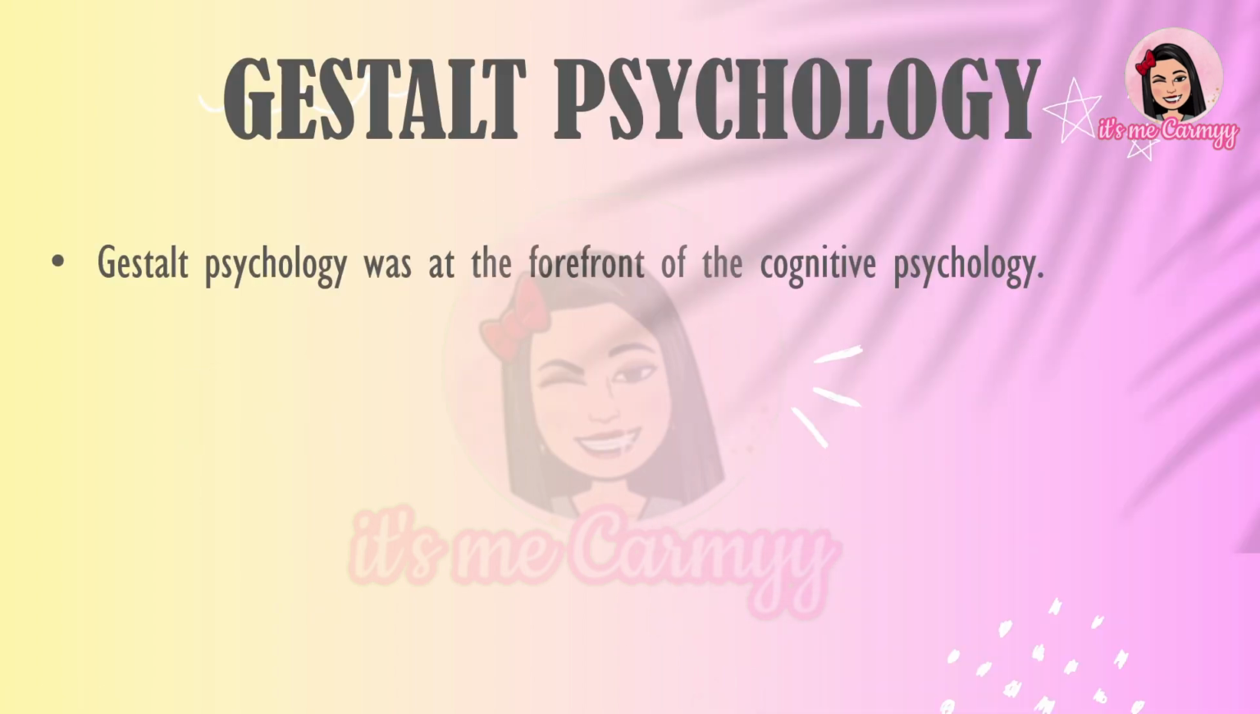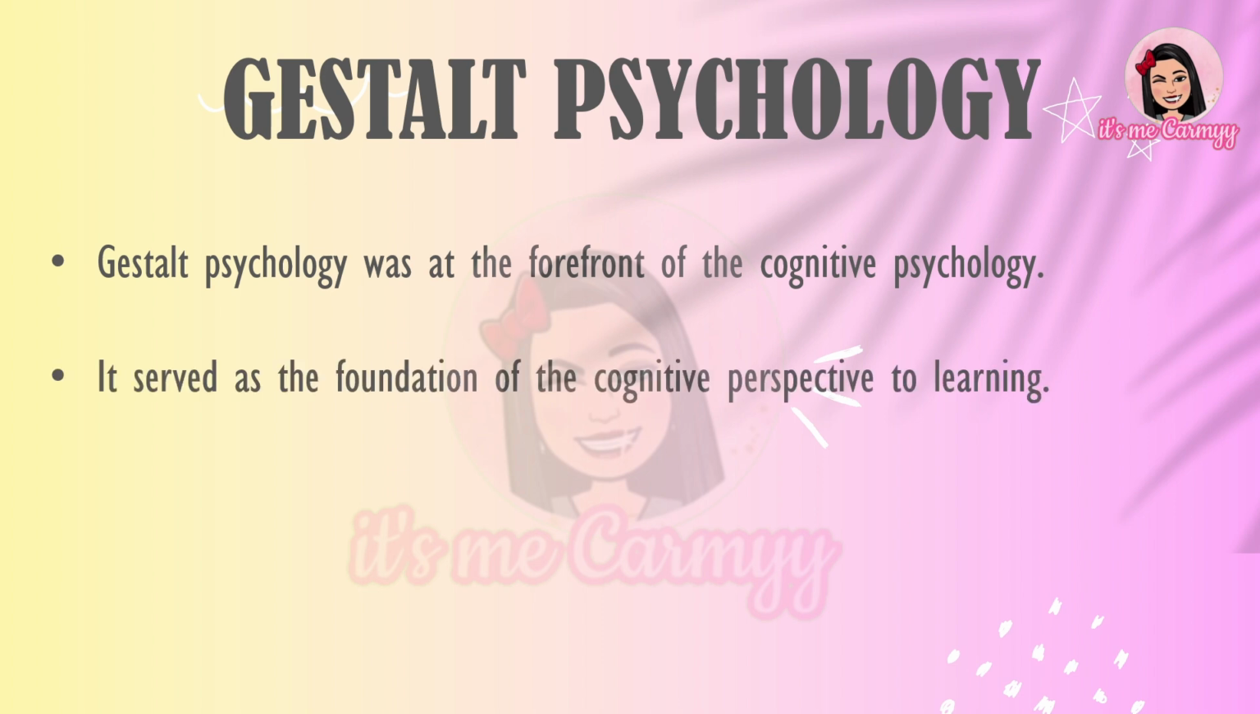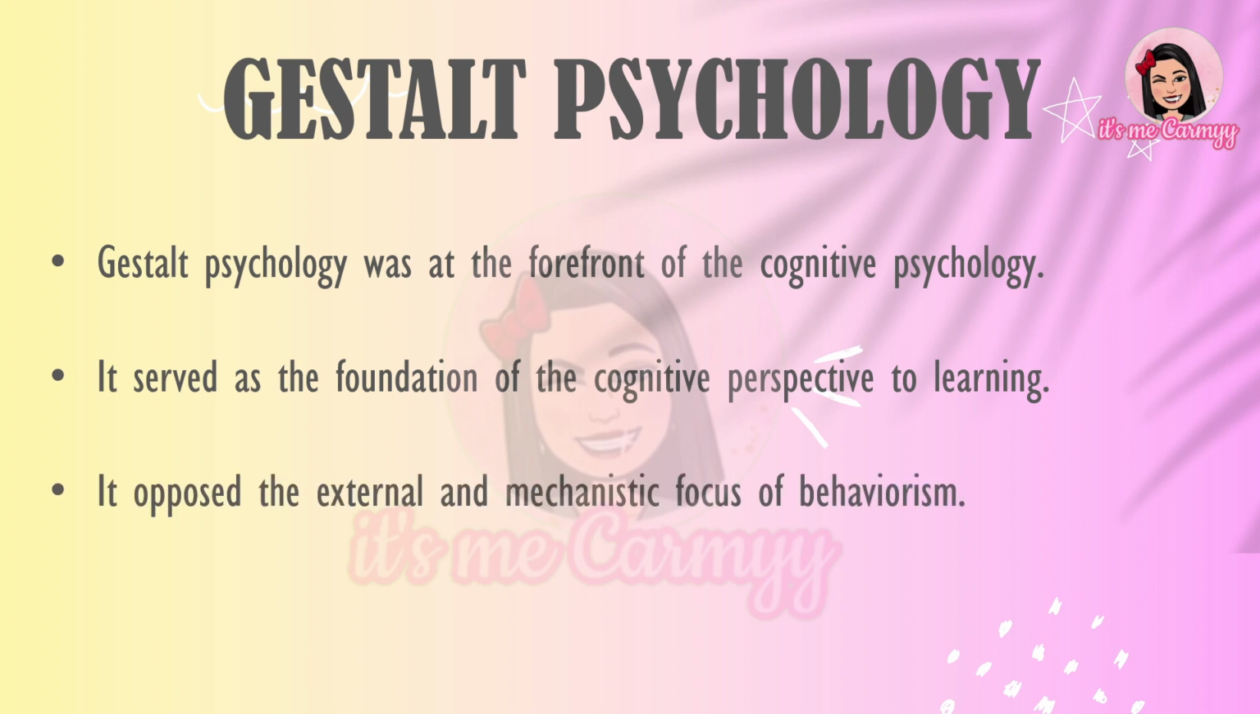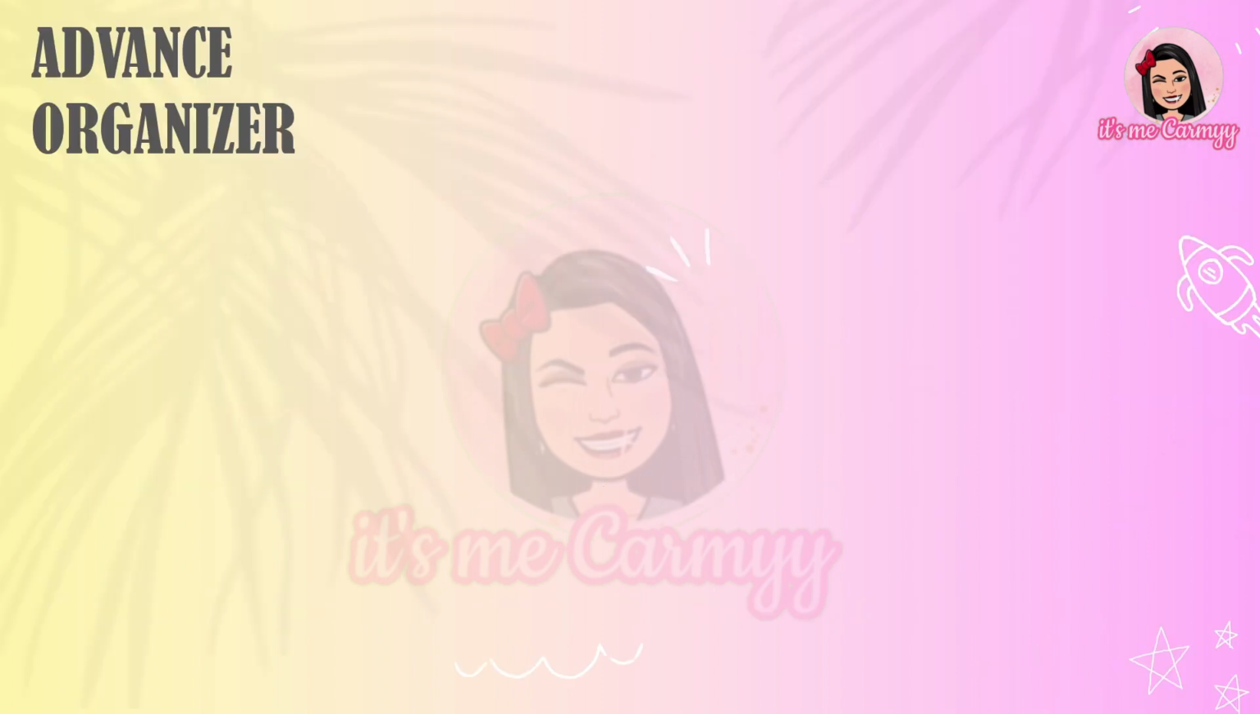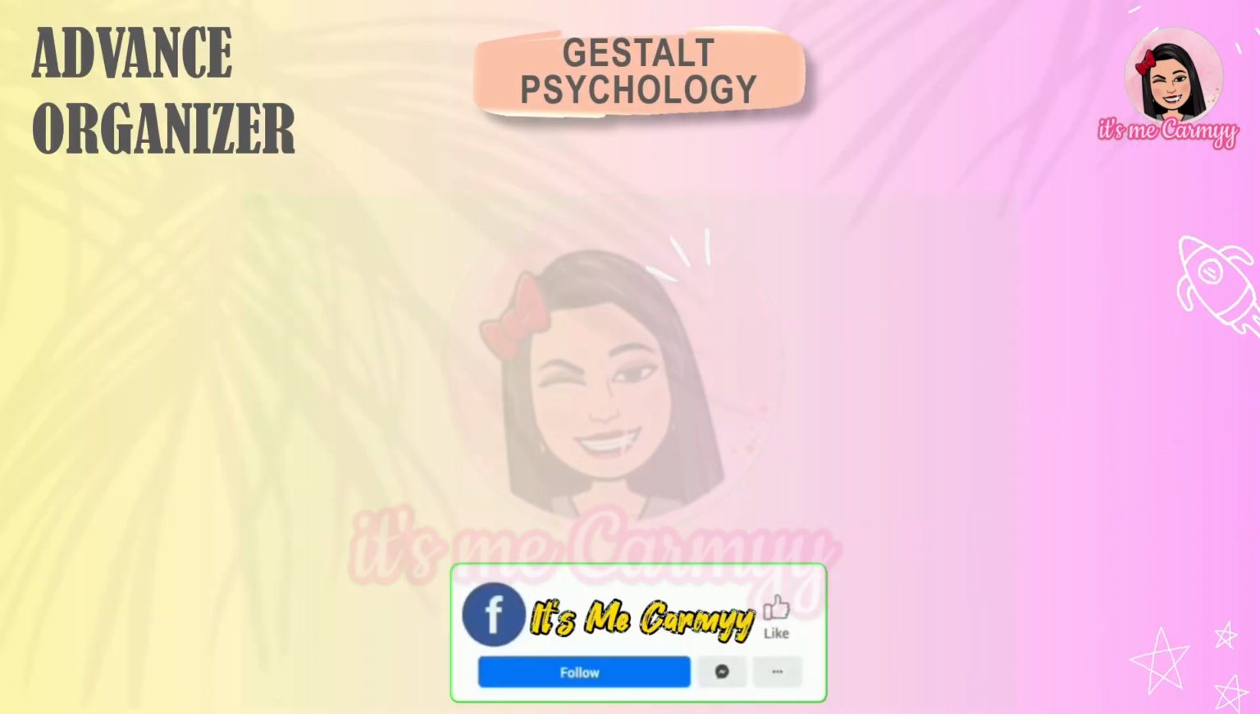Gestalt psychology. Gestalt psychology was at the forefront of cognitive psychology. It served as a foundation of the cognitive perspective to learning. It opposed the external and mechanistic focus of behaviorism. It considered the mental processes and products of perception. This is the advanced organizer of Gestalt psychology.